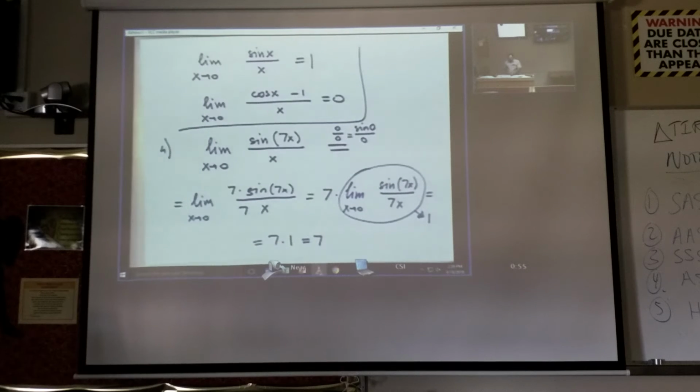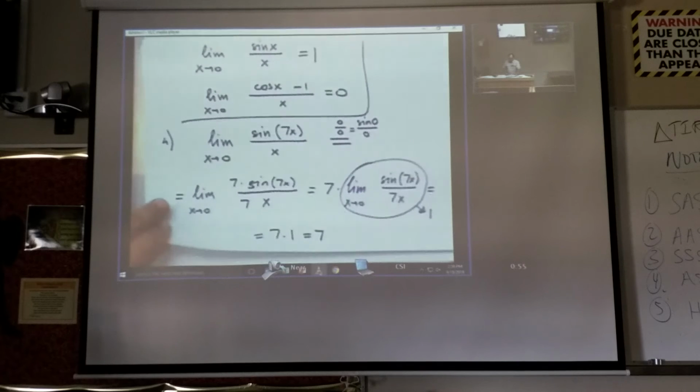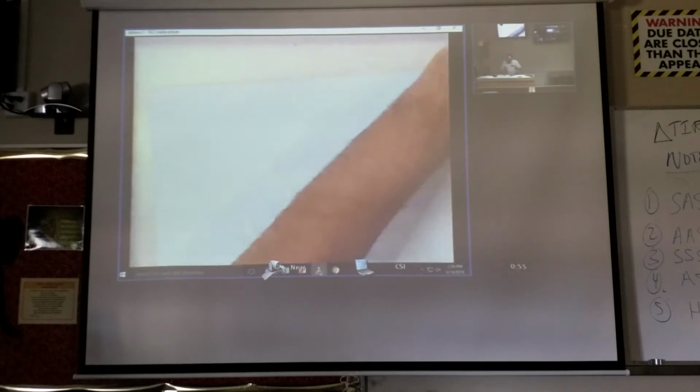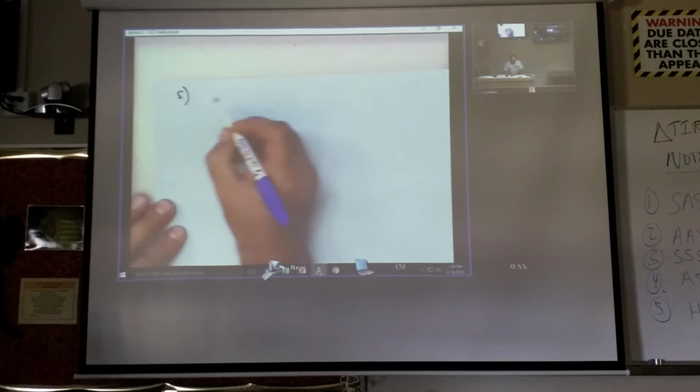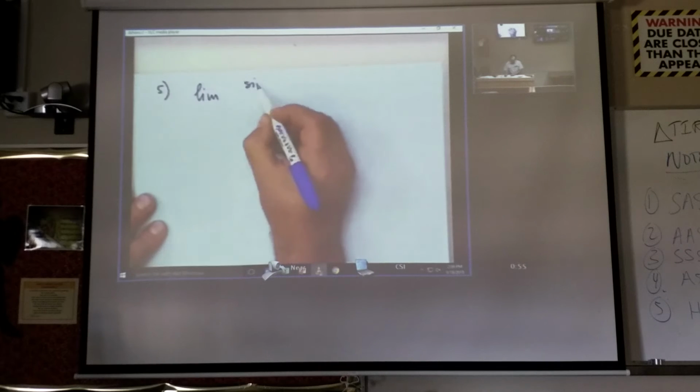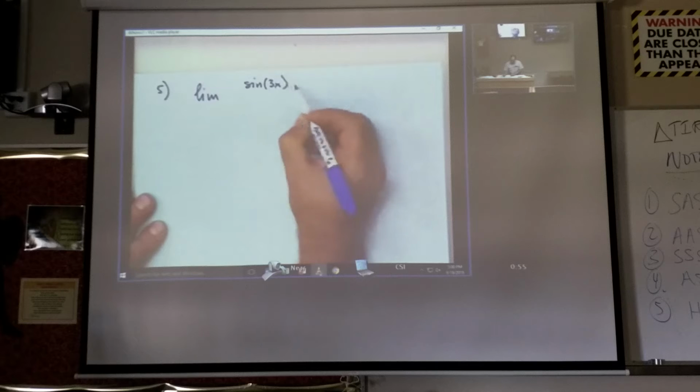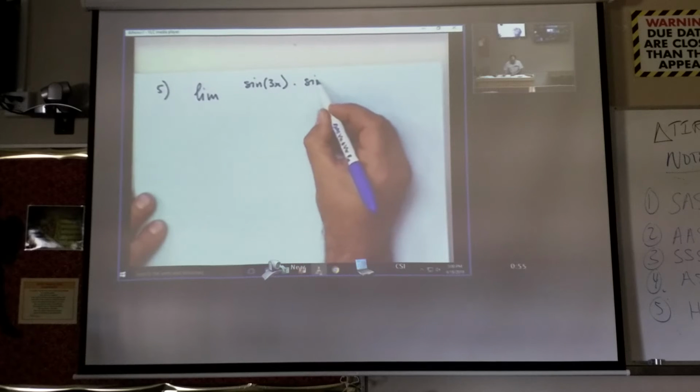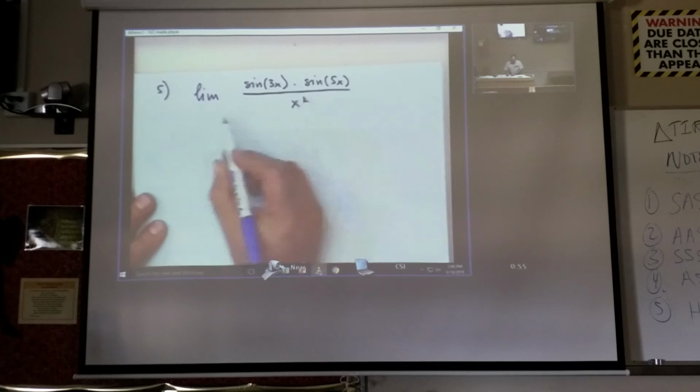So let's do one more. So let's say I have the limit of sine of 3x times sine of 5x over x squared when x is approaching 0.